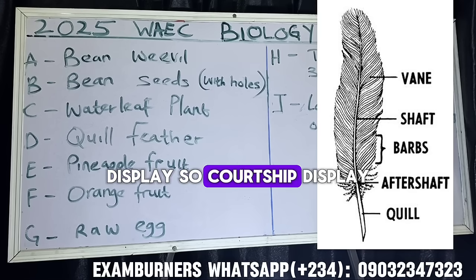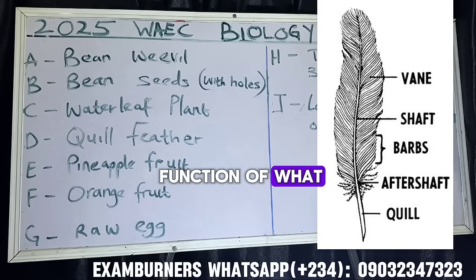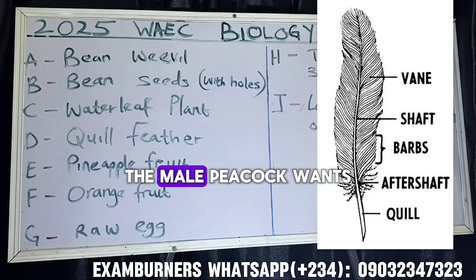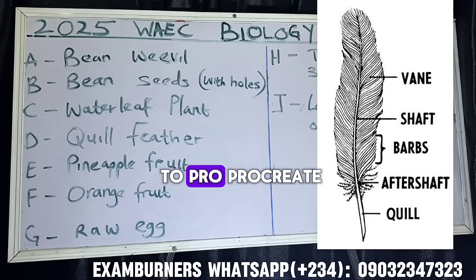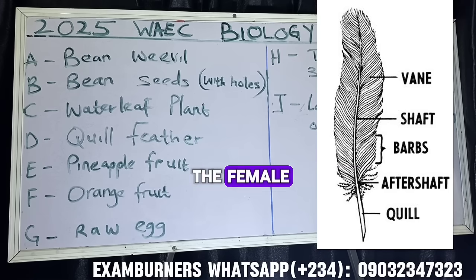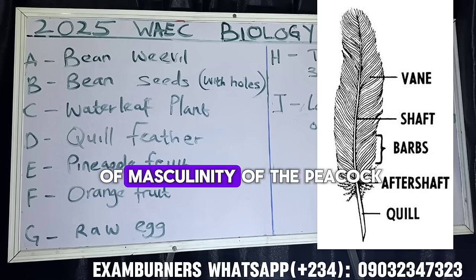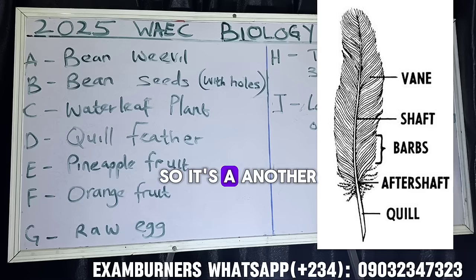Then another function of the quill feather is for courtship display. So courtship display, if the feather is colorful, then it serves the function of what? Of courtship display. Like even in peacock, when the male peacock wants to procreate, when it wants to reproduce with the female, when it wants to mate with the female, it kind of spreads its feather and displays the masculinity of the peacock. So another function of the feather is for what? For courtship display.